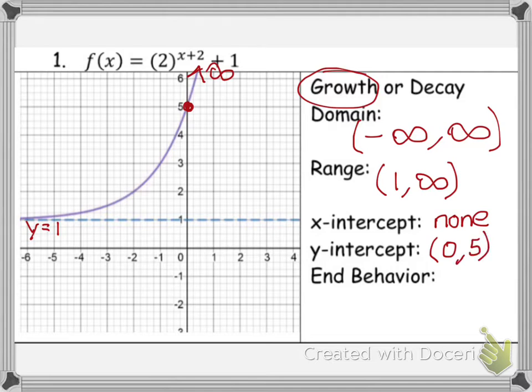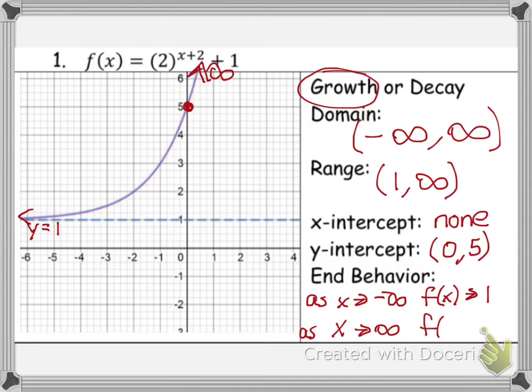Now for my end behavior, looking on the left side, where my x is always approaching negative infinity, I can see that my arrow gets close to my asymptote. And my asymptote is at y equals 1. So my f of x will approach 1. Looking on the right side of my graph, where my x's are always going to be approaching positive infinity, I can see that my arrow is pointing up. So that means f of x is going to approach positive infinity.